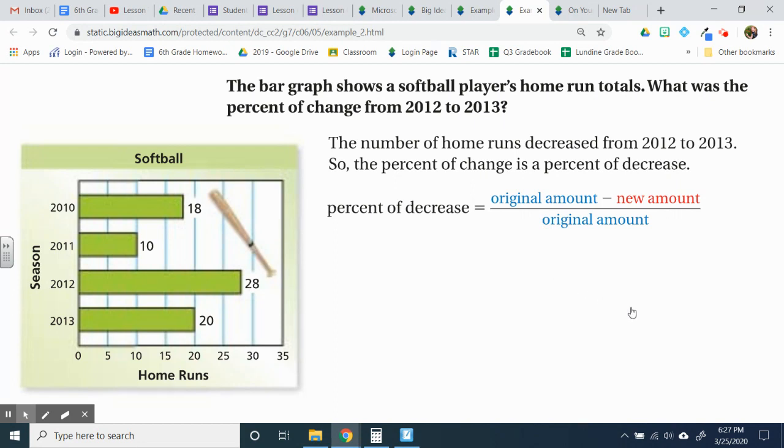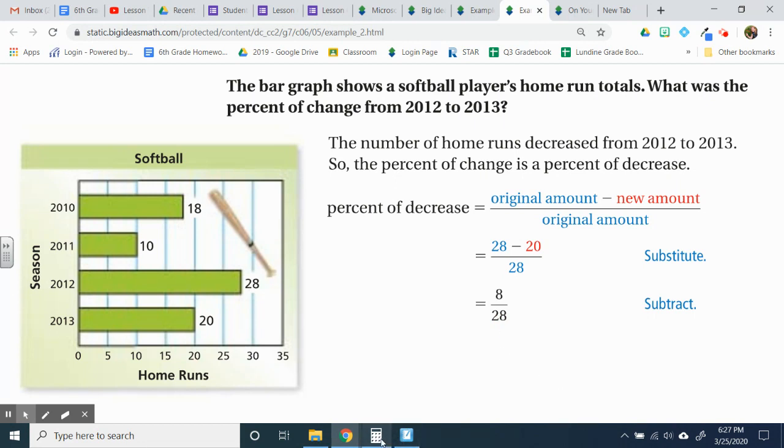So here's what we're using. We're going to go ahead and do the original amount minus the new amount for this one because 28 is a larger number. So we have 28 minus 20, and then my denominator is 28. So I'll simplify the top. 28 take away 20 is 8, and I have this as my fraction.